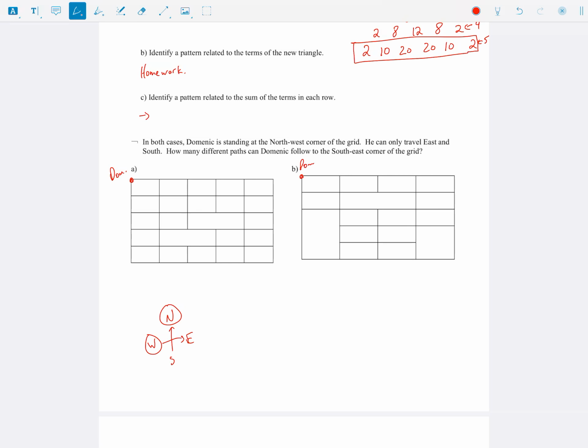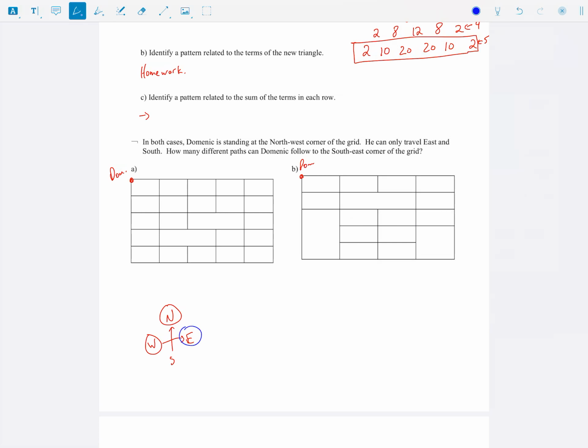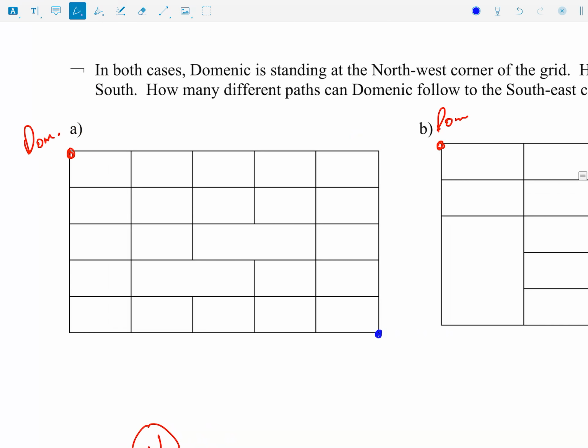Okay, he can travel east, that would be this direction, and south, which would be that direction. How many different paths can Dominic follow to the southeast corner of the grid? So this is the ending point for both of them. Okay, so let's start with this one over here.